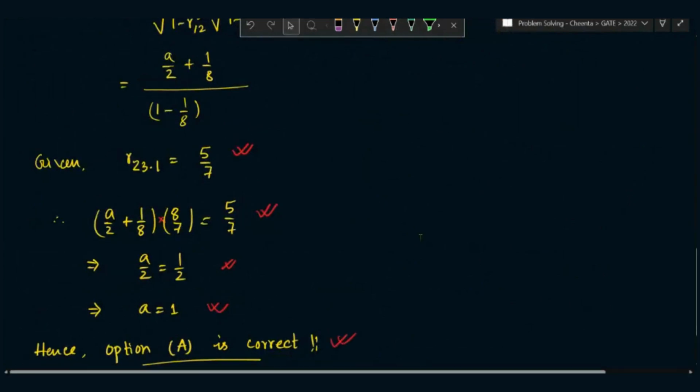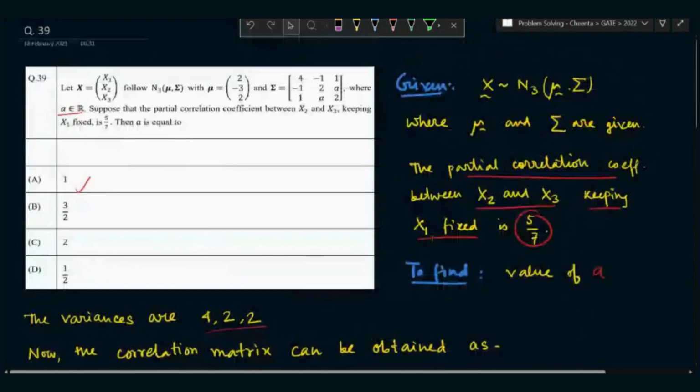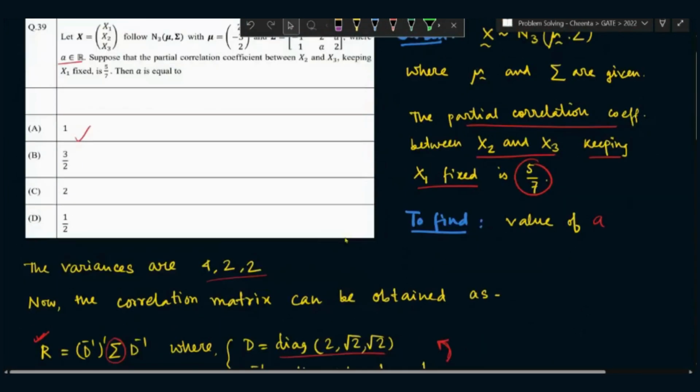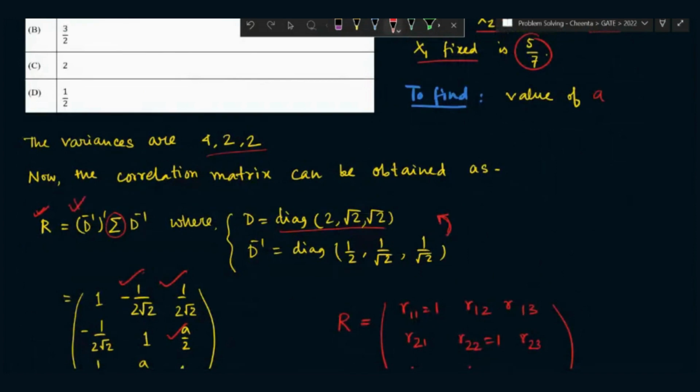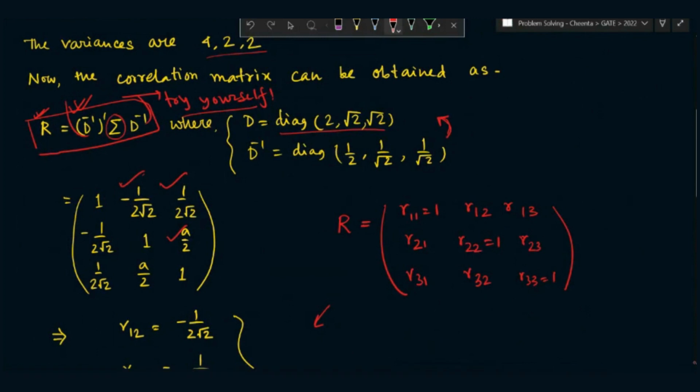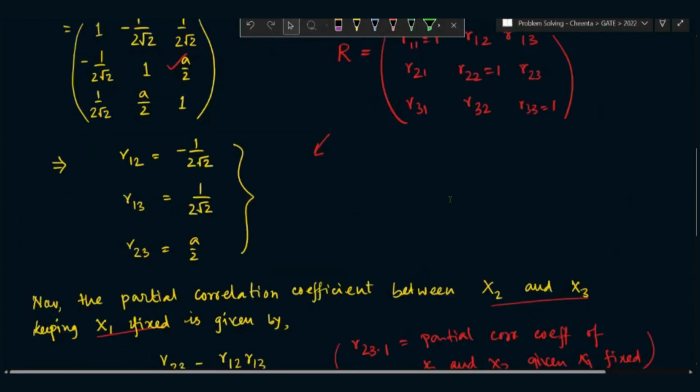The motivation of the problem is to find the correlation coefficients between the variables x1 and x2, x2 and x3, and x1 and x3, which can be found by this formula. You can derive this formula also. You can try yourself. It is easy. By this transformation, we can obtain the correlation matrix, and from that we get the correlation coefficients of different variables, and from that we get the partial correlation coefficient, and hence the problem is solved.